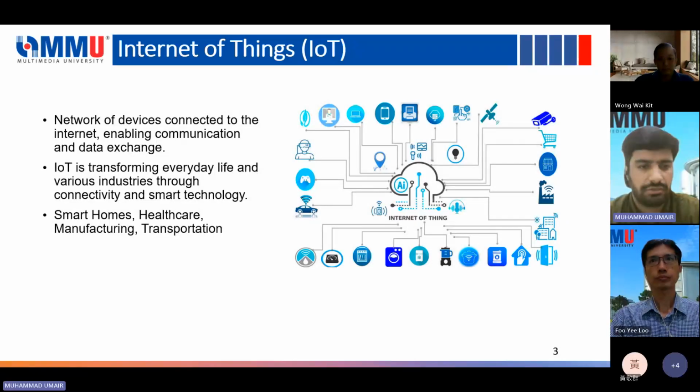of devices that are connected to the internet and that enable communication and data exchange together. IoT nowadays is transforming everyday life and various industries through connectivity and smart technology. Some of the famous applications for IoT are in smart homes, healthcare, manufacturing, and the transportation industry.